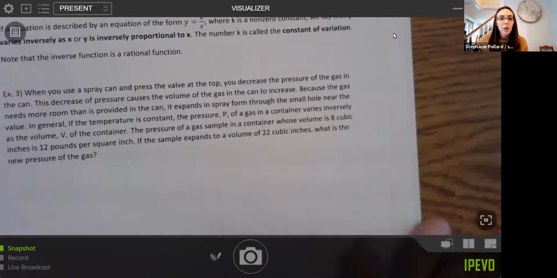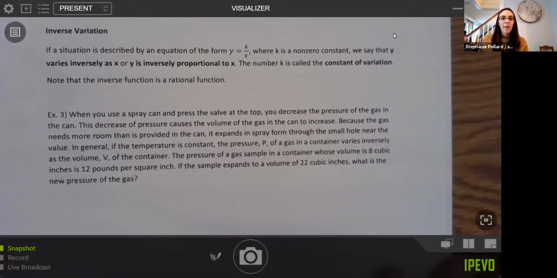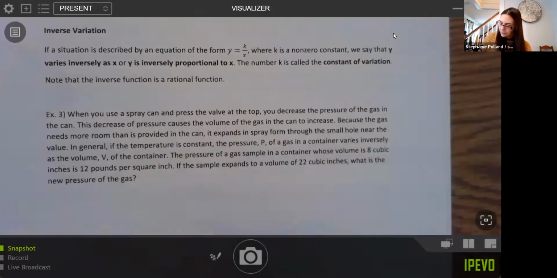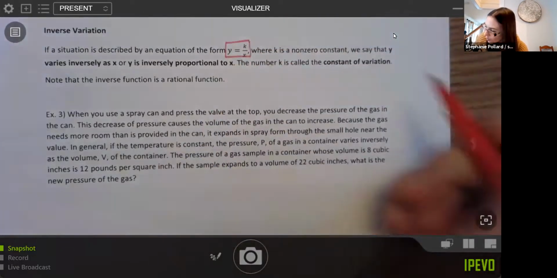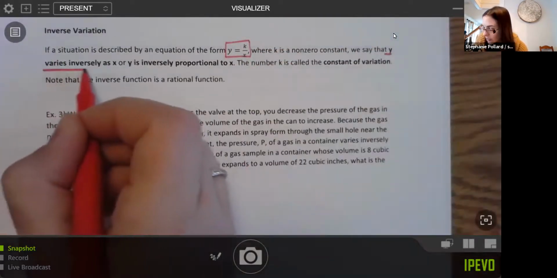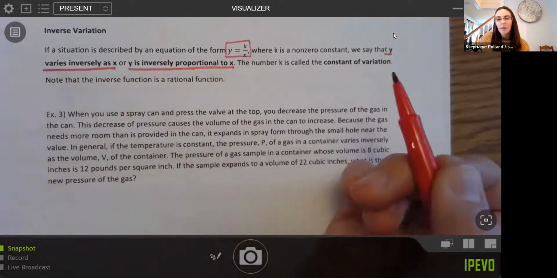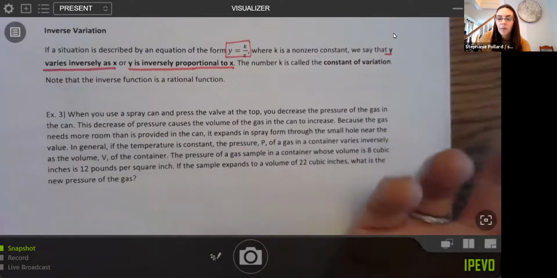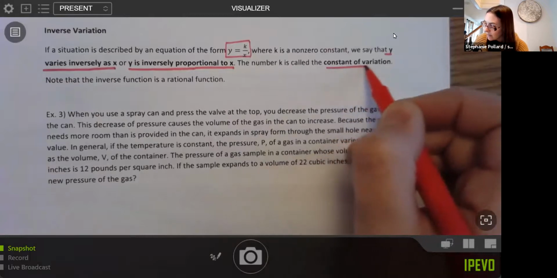Now, there's also inverse variation instead. So if a situation is described by an equation of this form, again, K is a non-zero constant. Here we say that Y varies inversely as X, or Y is inversely proportional to X. Sometimes you'll hear the word indirectly as well, but usually we say inversely. And K is called the constant of variation.